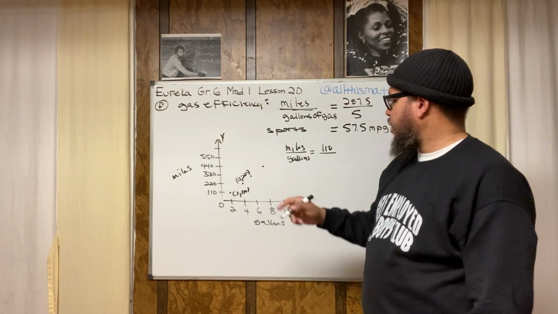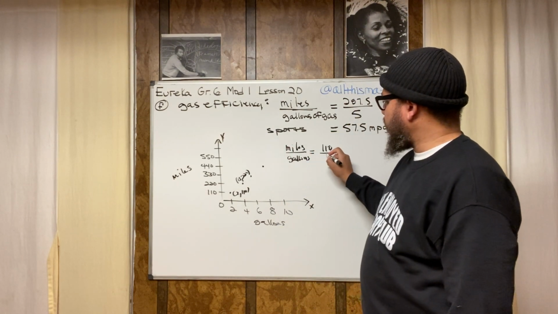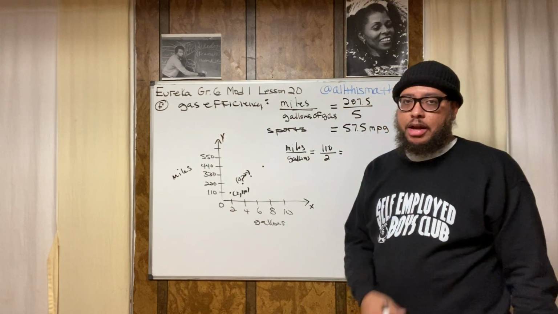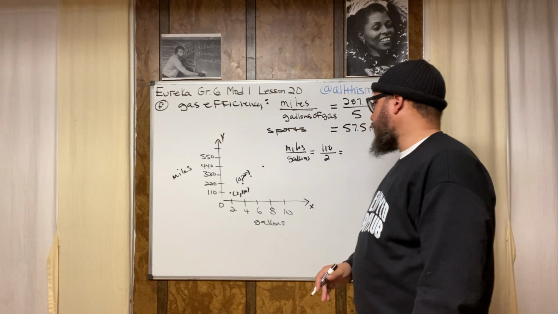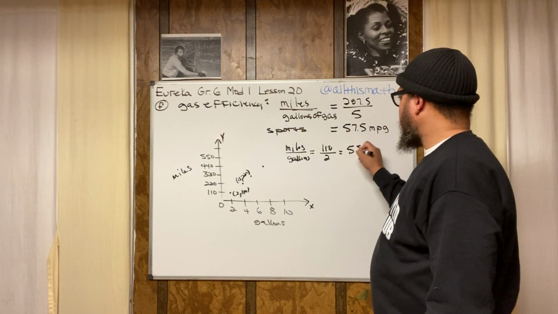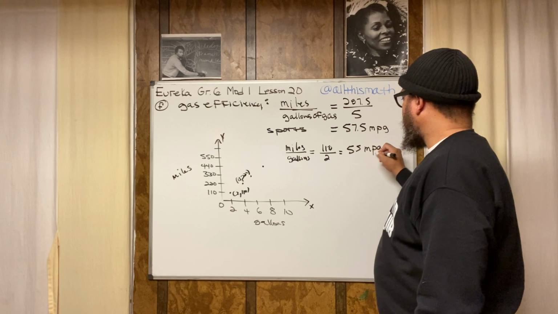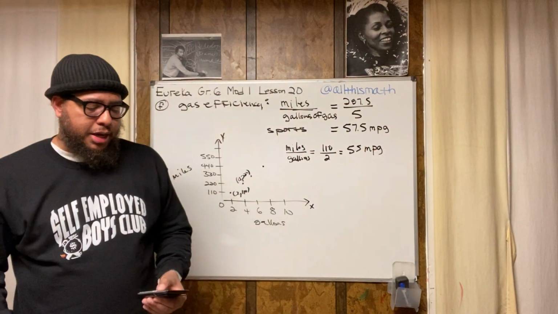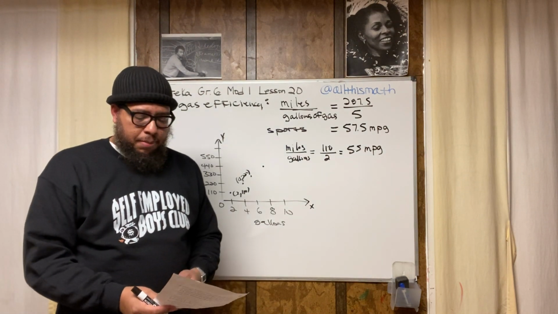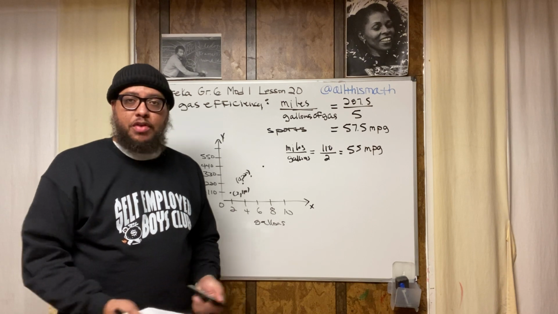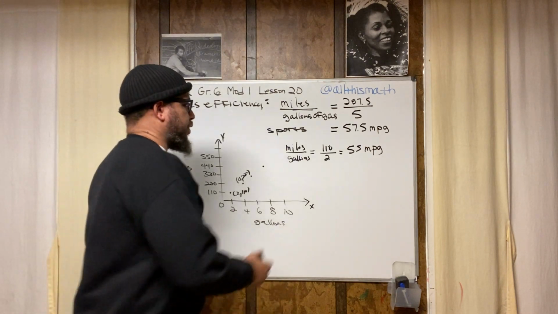So 2 is my X. 2 is the number of gallons. So I replace the word gallons with a 2. And then I do the math. 110 divided by 2, I could do that off the top. That's 55. MPG, miles per gallon. That's 55 miles per gallon. Now you can also put it in the calculator. The calculator will tell you the same thing. 110 divided by 2 is 55. All right. So I got 55 miles per gallon.